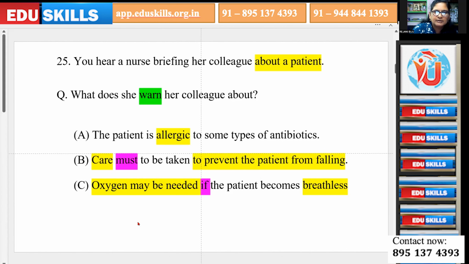Again, what they are warning about, if it is the option, care to prevent the patient from falling. Okay, and option C is oxygen may be needed, and it is given there after that, if the patient becomes breathless. So what we have to concentrate on while listening to the audio is: are they telling about any allergy, or are they telling that the patient is at risk of falling, or if the patient is breathless, how to give the oxygen. Okay, let us listen to the audio.